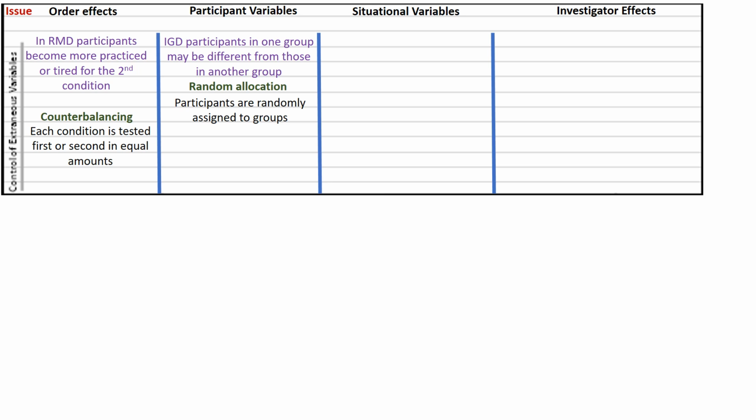This is quite a simple method. We would maybe use the names in the hat method or a random number generator to randomly assign people between groups. Hopefully that will remove any bias from the researcher potentially putting the people he wants to be in one group in the hopes of getting the result that they want.